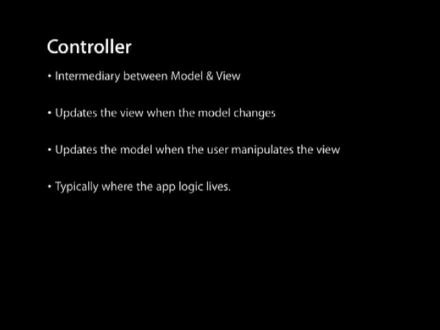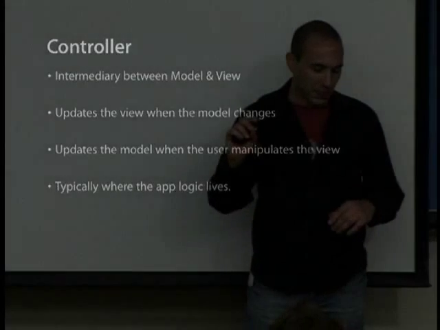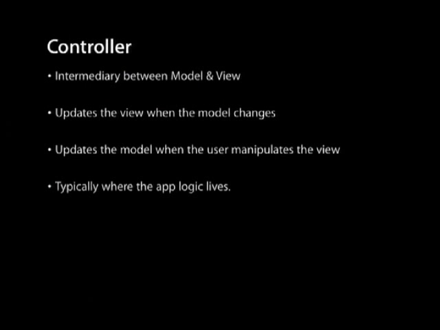When the data changes under the hood, so let's say there's multiple people talking to this database. Let's say it's network-based. The controller is the one that notices the change in the model and tells the view to update. Similarly, it's also the one that receives events from the view, and then updates the data in the model. And then typically, this is where the app logic lives, which means this is what you implement differently in each of your applications.